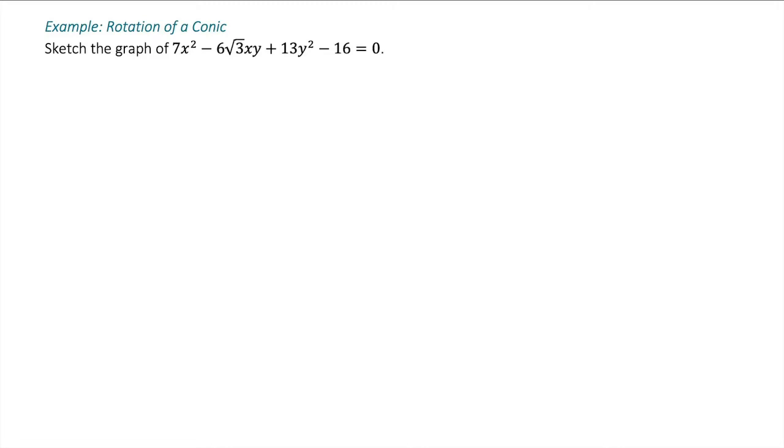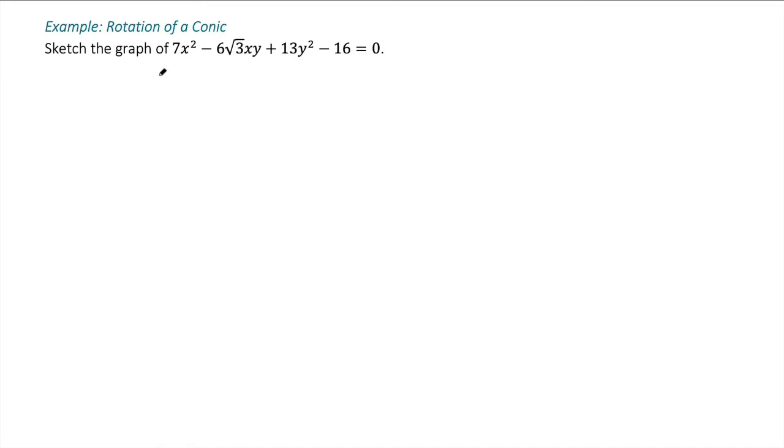Sketch the graph of 7x squared minus 6 root 3xy plus 13y squared minus 16 equals 0. So here we have a standard equation of a conic. We've got an x squared and a y squared in there, but the presence of the xy term tells us that we actually have a rotated conic. And so we are going to graph this, we're going to convert it into our new system.